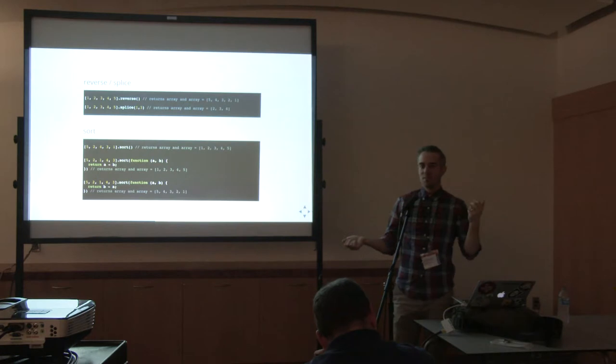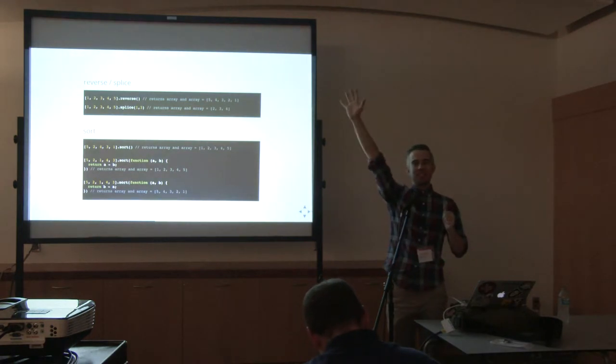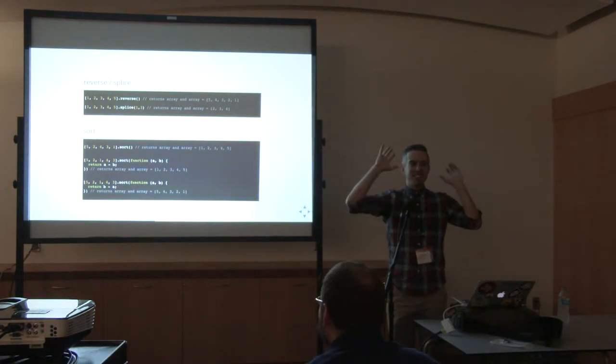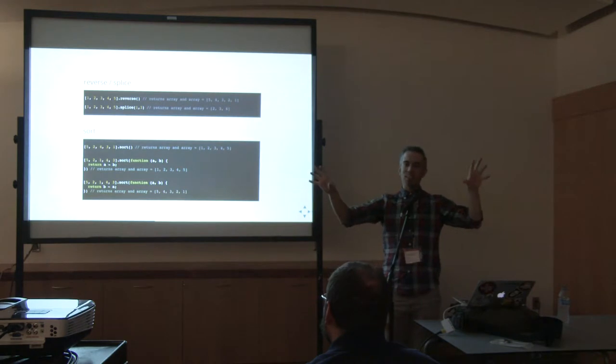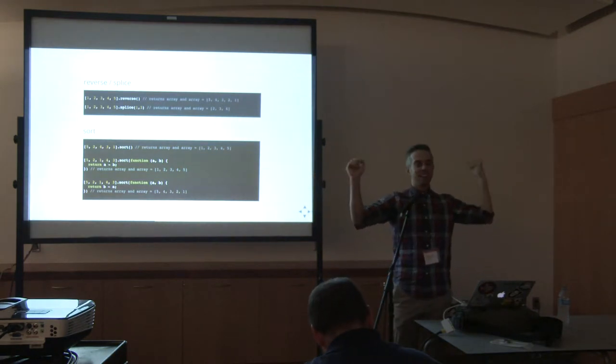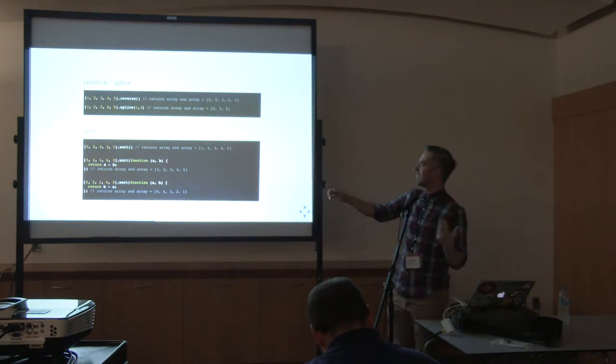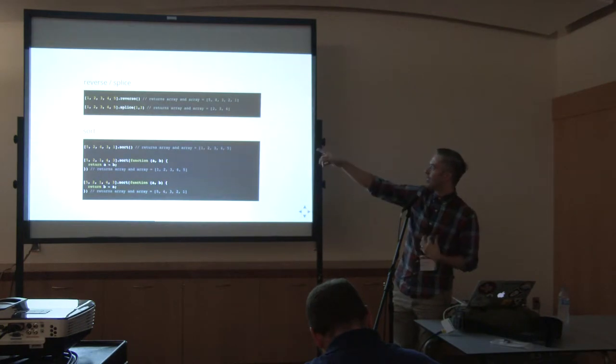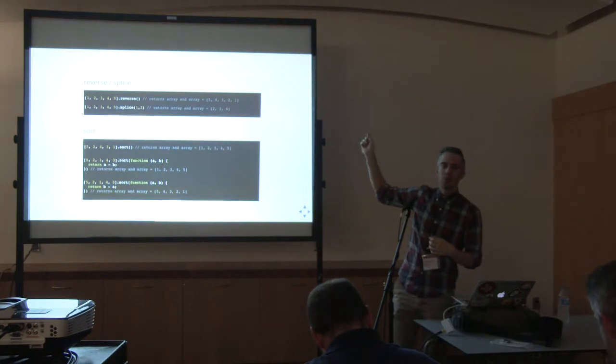Reverse. What does reverse do? Any guesses? Reverse is an array... It's like the best named function in the entire array API. It reverses the array. Like it just reorders it. So your 1, 2, 3, 4, 5 becomes 5, 4, 3, 2, 1.